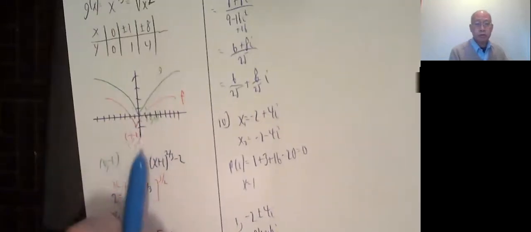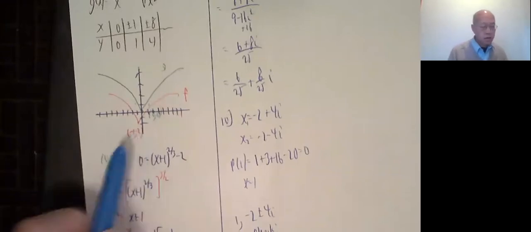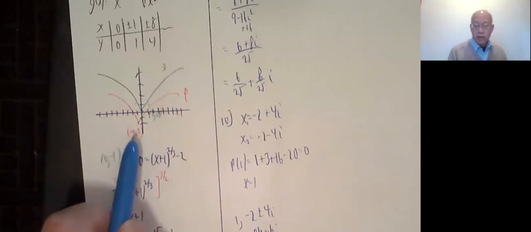And x plus 1 means move over 1. So (0, 0) moves to (-1, -2). Looks like that. Okay, looks like there's no asymptotes.